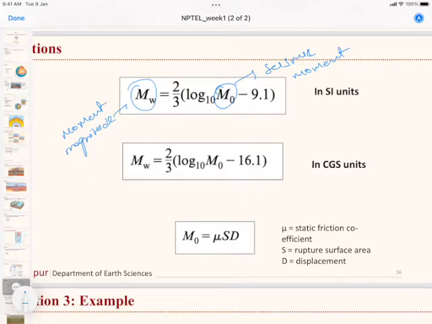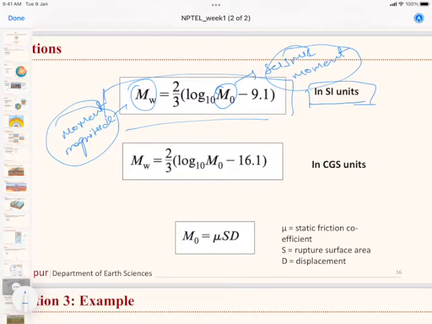So first let's see what kind of relations we have. This is the first relation between the moment magnitude and seismic moment, and this relation is in SI unit. Since we know that moment magnitude has no unit, but seismic moment has, if you use this relation, then M naught will be in the dimension of Newton meter. And another relation that we have is in the CGS unit. If you use the second relation, you will have M naught in the unit of dyne centimeter.